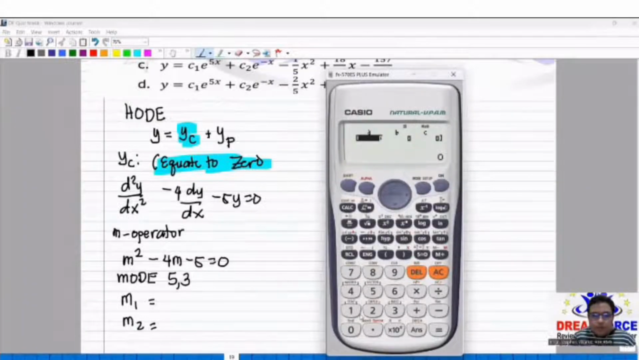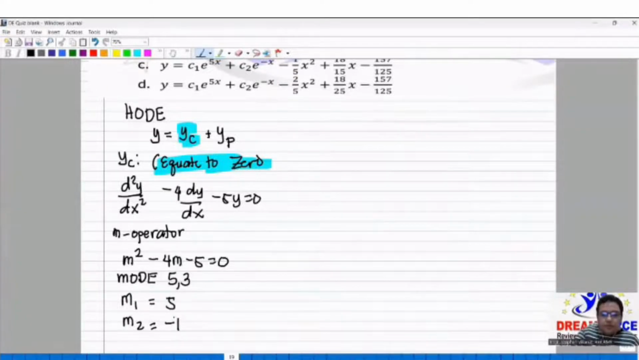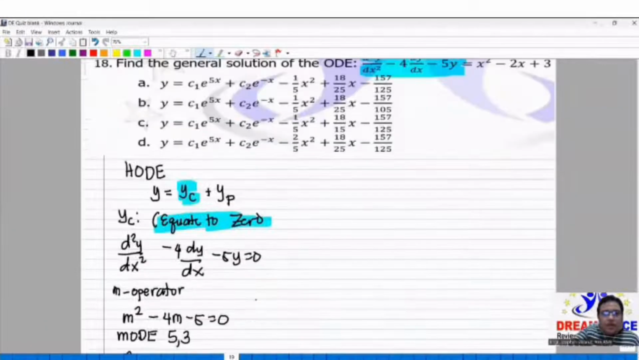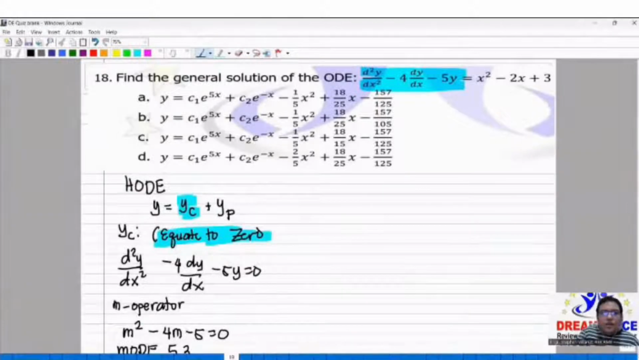Okay, so that is 1, negative 4, then negative 5. Okay, 5 at saka negative 1. So therefore, your y complementary is equal to c1 e to the 5x plus c2 e to the negative 1x or x na lang. From here, lahat sila merong ganun. Okay? Magkakaiba na lang sa saan? Sa particular solution. Okay? Dito kasi nag-iba.